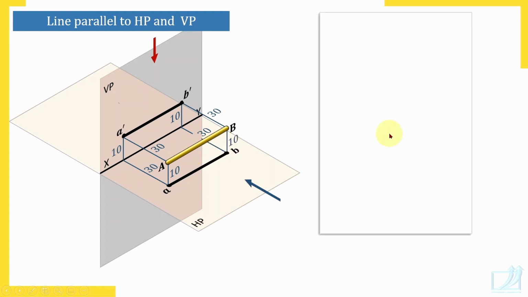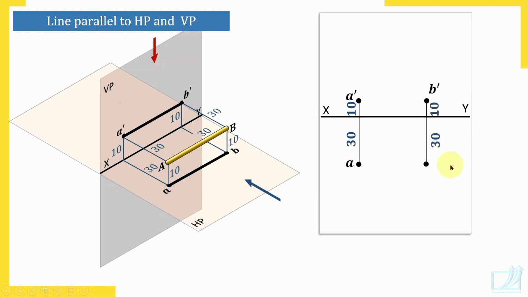Now how do these views appear? On the drawing paper, this line AB will not be there, but on the drawing paper, the top view of line AB and the front view of line AB I am showing here. Here are the front view and top view of point A. Front view gives distance from HP. Point A is 10 mm above HP, 30 mm in front of VP. Similarly, point B is 10 mm above HP, 30 mm in front of VP. Now, join A dash, B dash and AB.